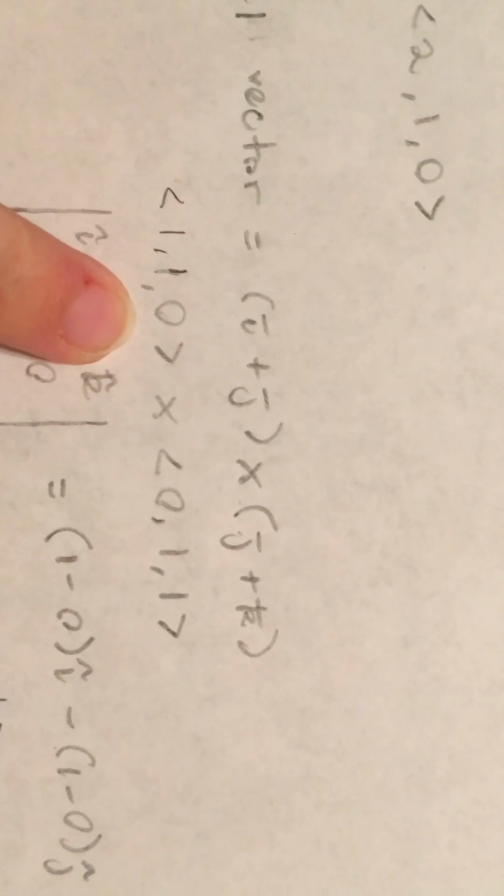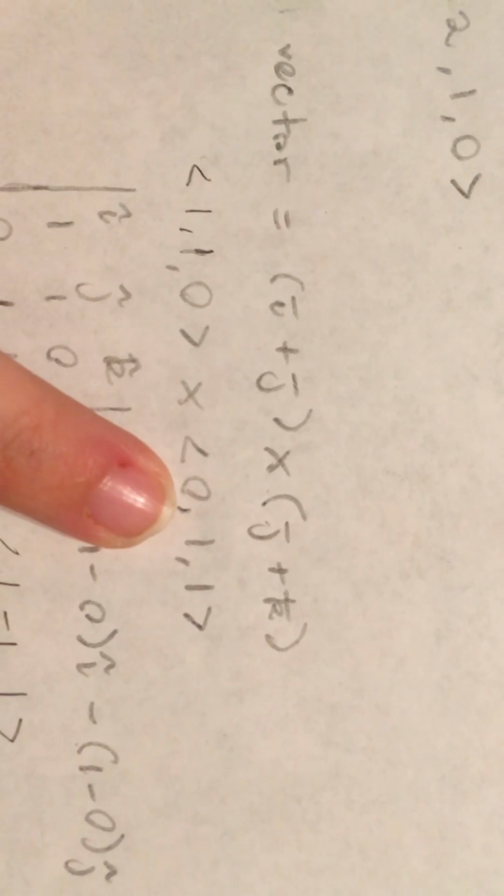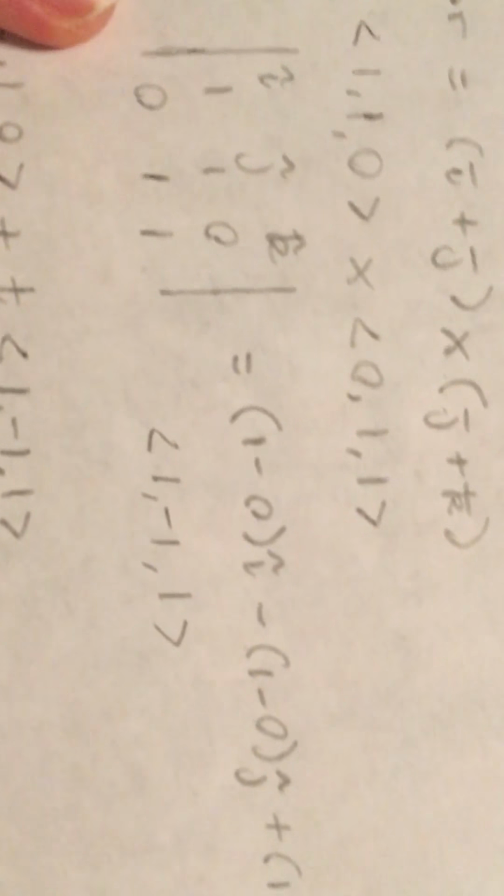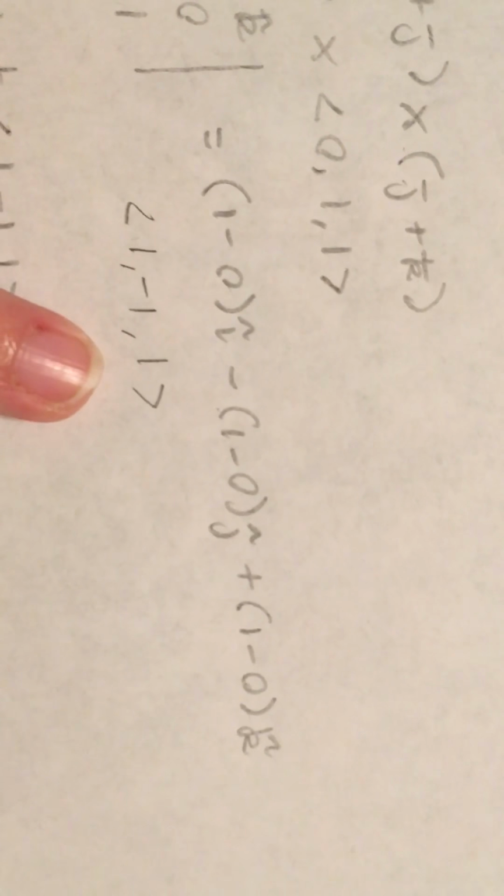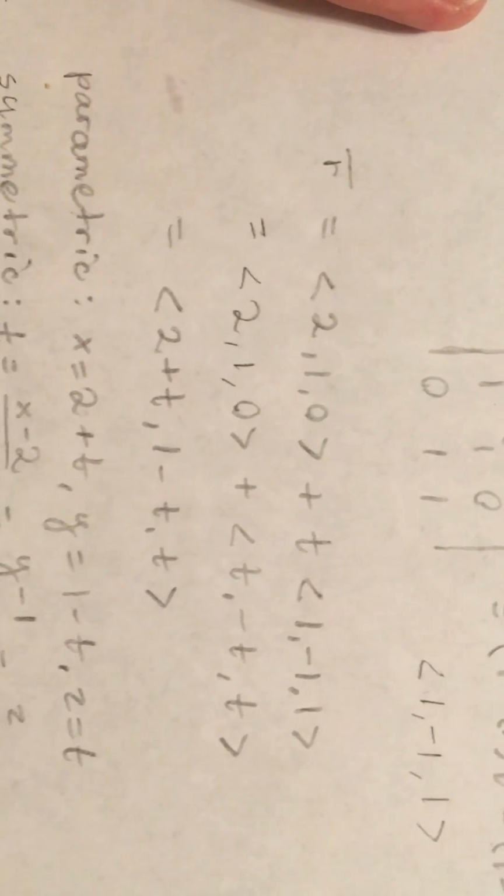So we're going to take the cross product, and we know because these are unit vectors that they're going to be (1, 1, 0) and (0, 1, 1). So you take the cross product of that and you end up getting the vector (1, -1, 1). And then we can plug all of this information into our equation.